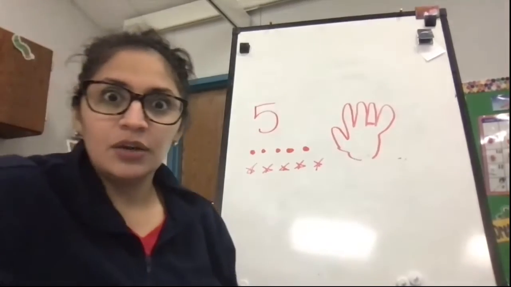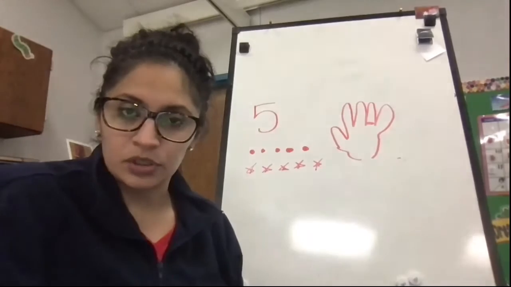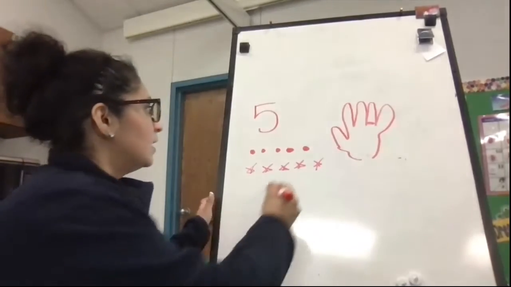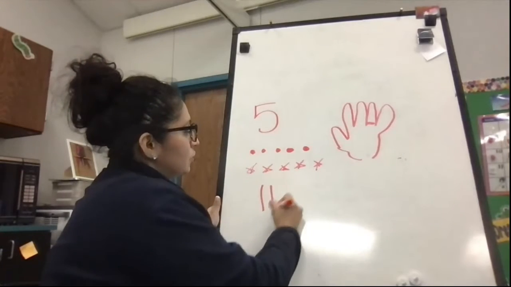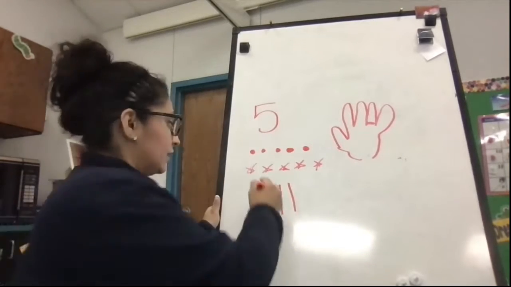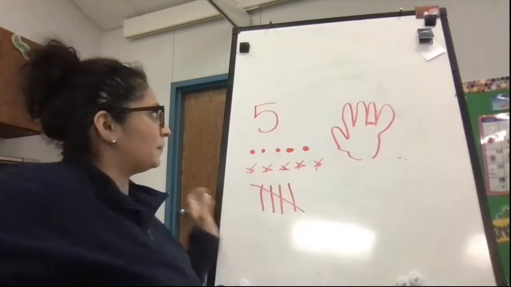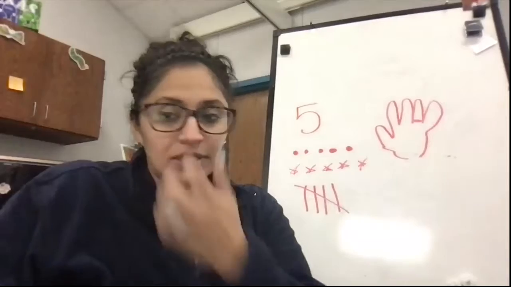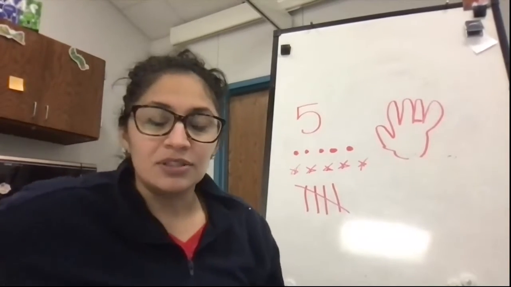And just recently, we learned another way to represent numbers, which are those tally marks. We've been doing them every morning. So we're going to do 1, 2, 3, 4. And the number 5 is always diagonally, always across 5. That's pretty cool.